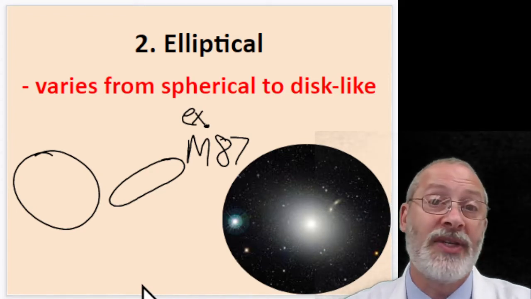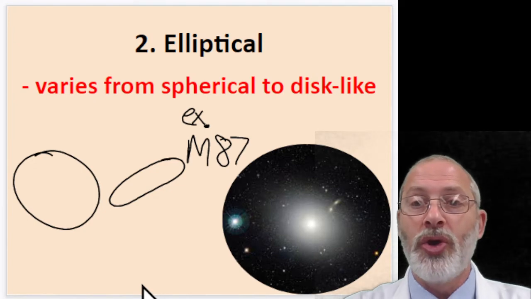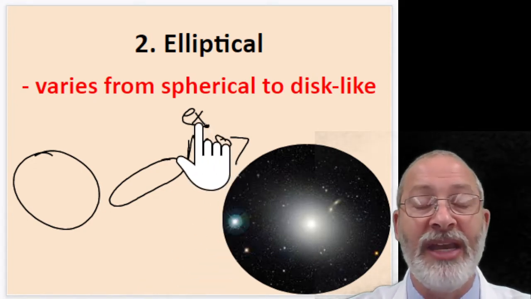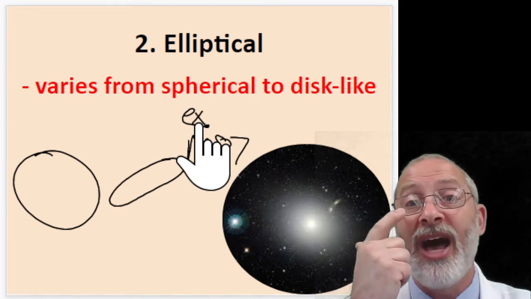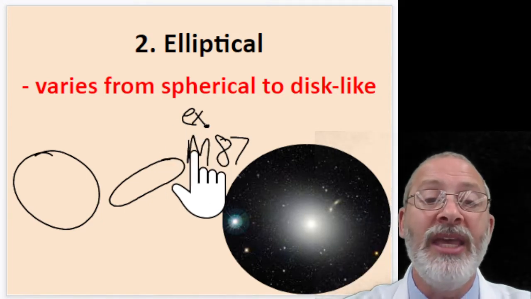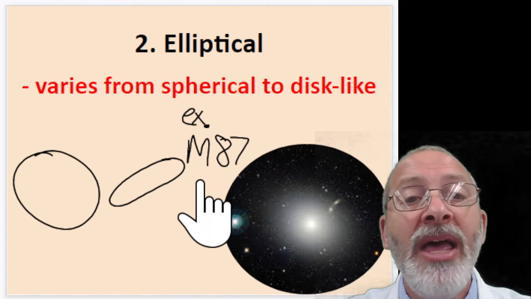Frisbees are a disc, a flying disc. So one famous example of an elliptical galaxy that you can actually see with your unaided eye, if you look in the right place, is something called M87.